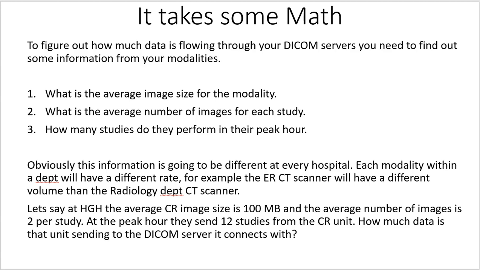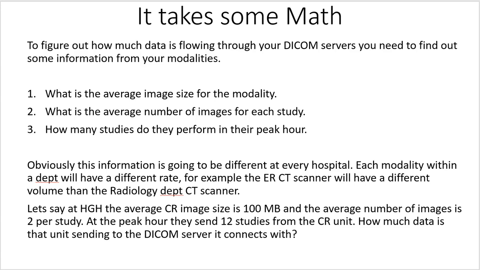Obviously, this information is going to be different at every hospital, and each modality within a department will have a different rate. For example, the ER CT scanner will have a different volume than the radiology department CT scanner. So let's say at HAC General Hospital, the average CR image size is 100 megabytes. The average number of images is 2 per study. At the peak hour, they send 12 studies from the CR unit.